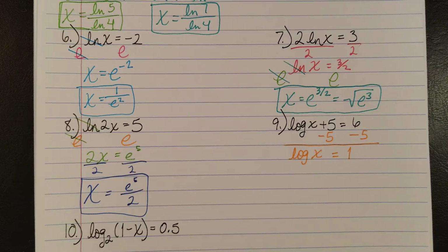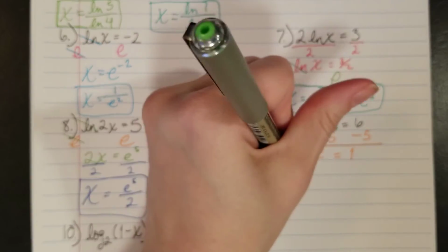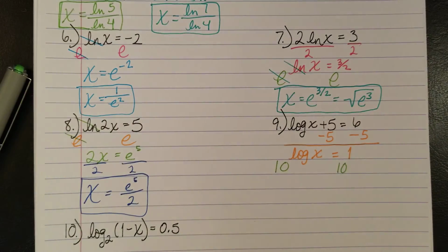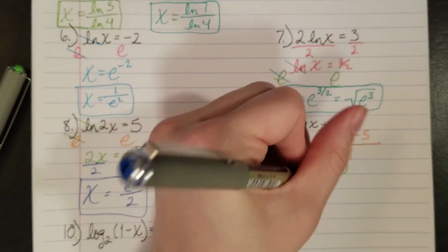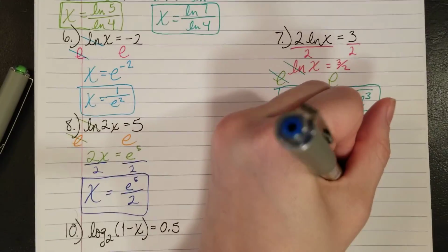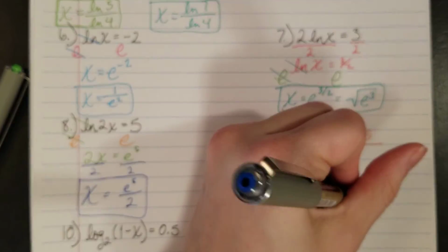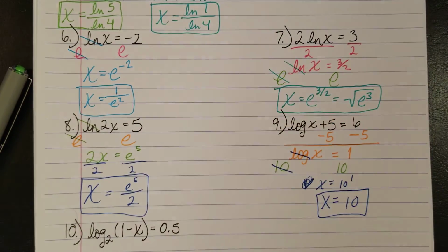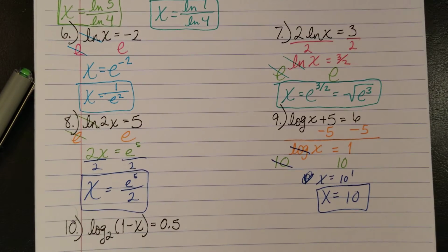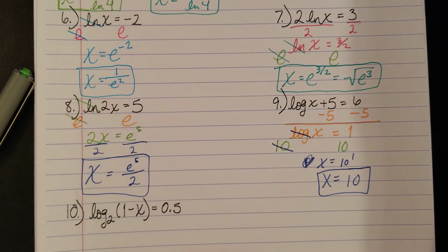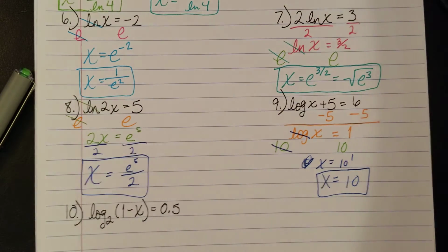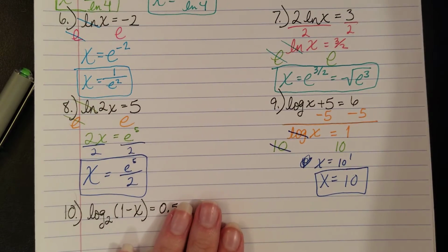And then I know that the base of that log is understood to be 10. So I'd put a big 10 here and here. And then that would allow me to cancel out this and that. So x equals 10 to the power of 1, or in other words, x equals 10. Alrighty. Number 10, I have log base 2 of 1 minus x equals 0.5.